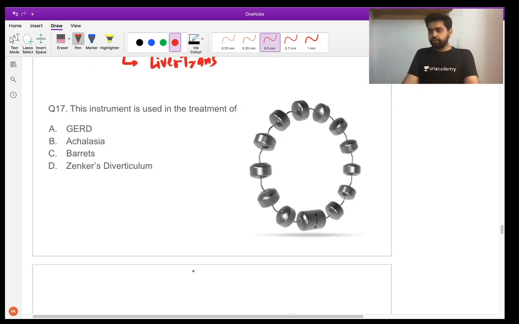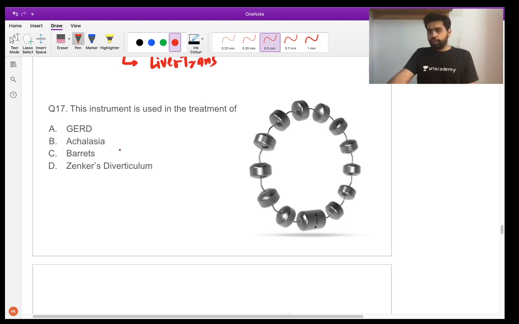Now this is an important and prospective question that may be asked. What is this instrument used for? Is it used for GERD, achalasia, Barrett's, or Zenker's diverticulum? Where will you use this particular instrument? Arshad, what do you think? Yogesh says achalasia cardia. Ikta says B, Arshad says D, and Danish says B.